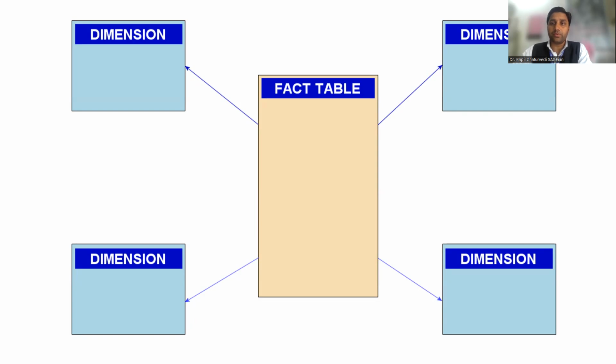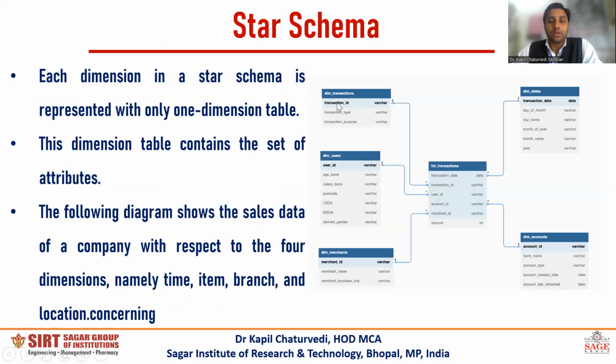Now, first of all, we have to understand two terminologies: dimension table and fact table. Fact tables are the tables which contain only keys, and dimension tables contain the data. So keep in mind, the fact table contains the keys and the dimension table contains the data. Okay. So we are talking about different kinds of schemas, and the first schema is the star schema.